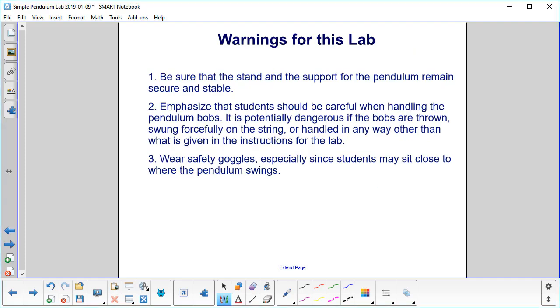Warnings. Be sure that the stand and the support for the pendulum remain secure and stable. Emphasize that students should be careful when handling the pendulum bobs. It's potentially dangerous if the bobs are thrown, swung forcefully on the string, or handled in any other way than what is given in the instructions in the lab. Wear safety goggles, especially since students may sit close to where the pendulum swings.